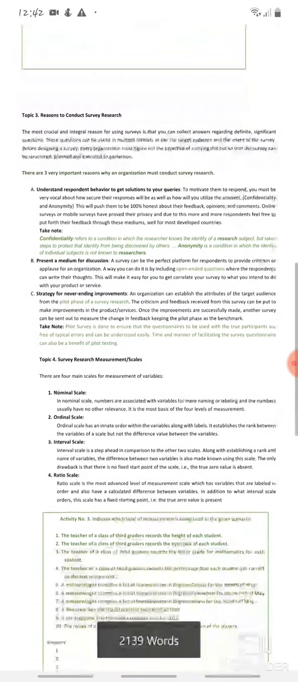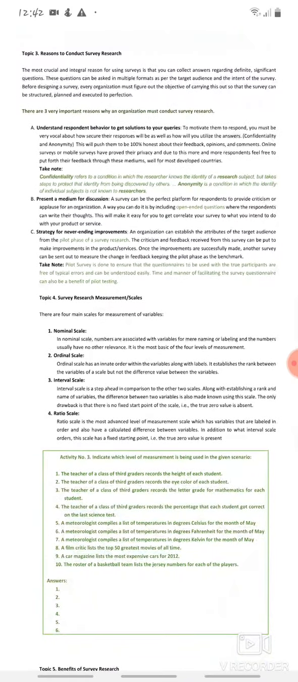Next, we have reasons to conduct survey research. It is actually self-explanatory. Why is it important? Letter A, understand respondent behavior to get solutions to your queries, because without understanding, without getting their thoughts, you will not understand them in any way.